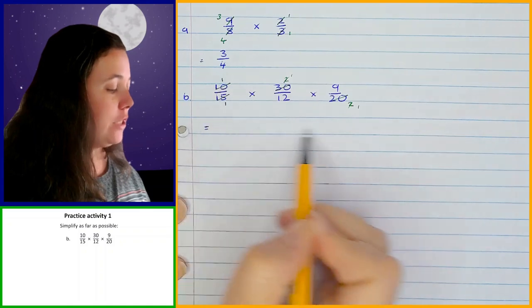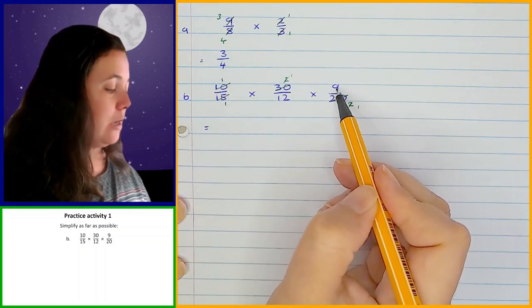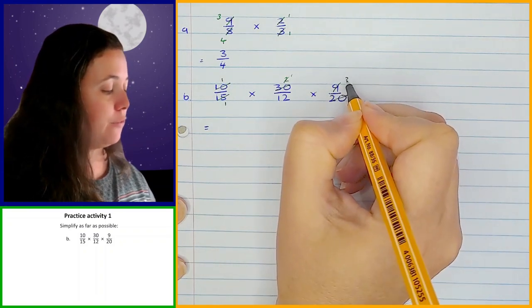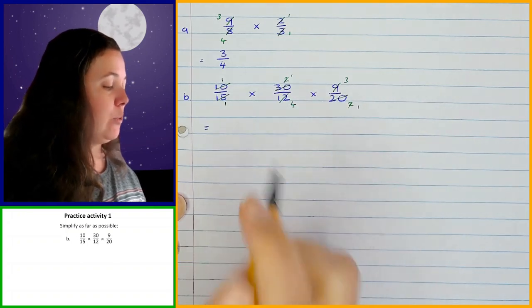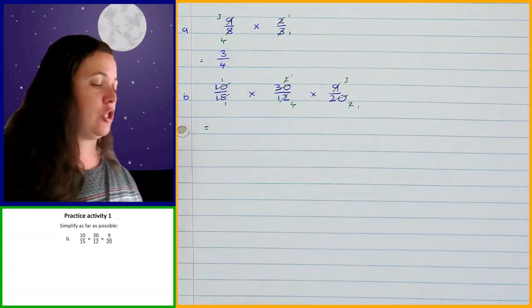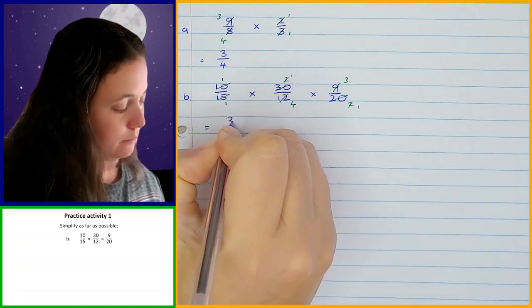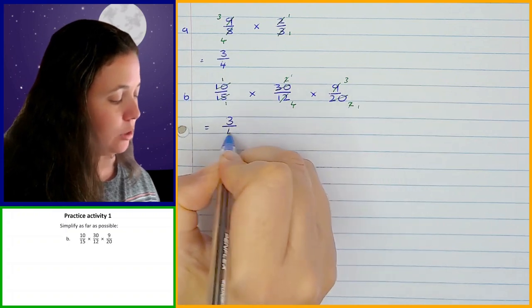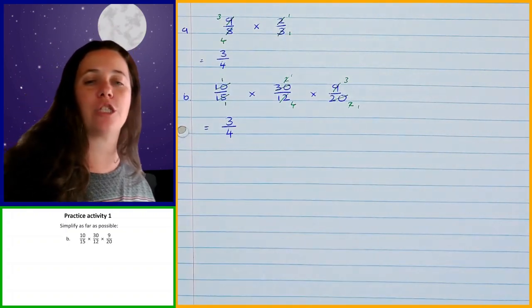So the only things I've got left, I've got 1, 1, 1, 1. The only things that aren't 1's is the 9 over here and the 12 over there. 3 goes into 9 3 times, 3 goes into 12 4 times. So that leaves me with 1 times 1 times 3 at the top, which is 3, over 1 times 4 times 1 at the bottom, which is 4. So you should have ended up with 3 over 4 for question B.